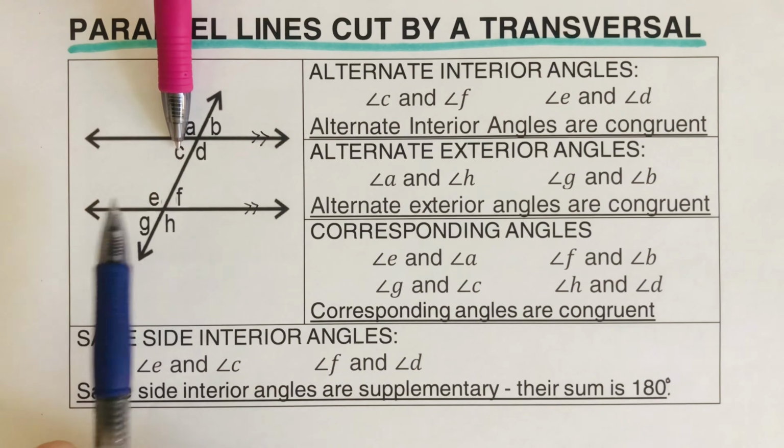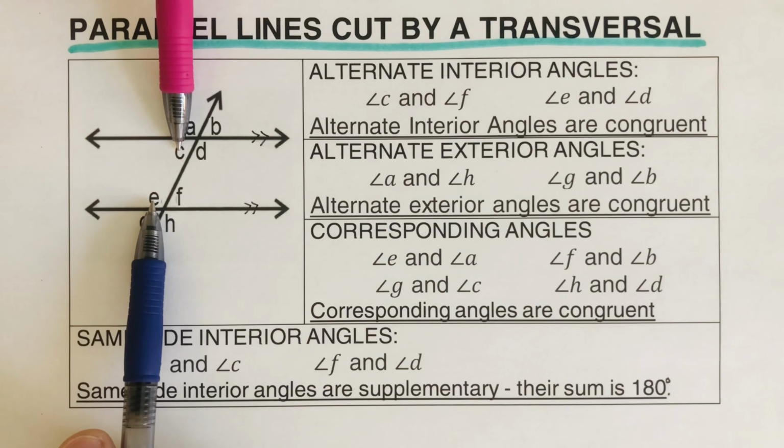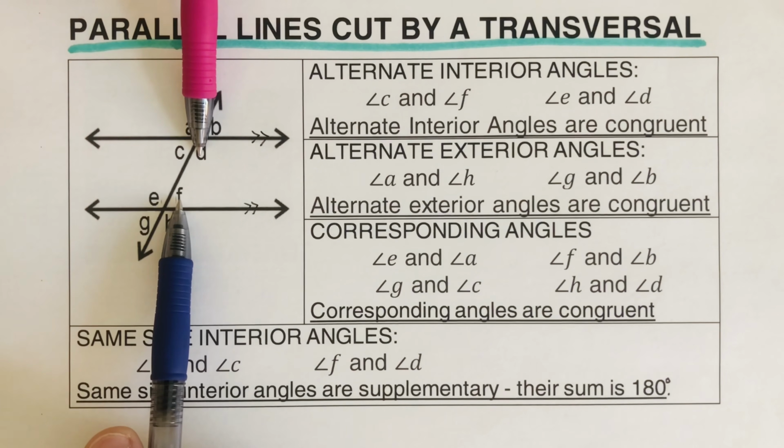C and E are same side interior and their sum is 180. D and F are same side interior and they are supplementary, meaning their sum is 180.